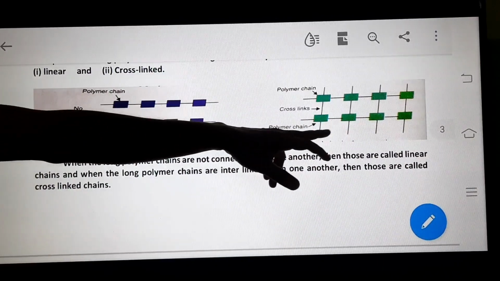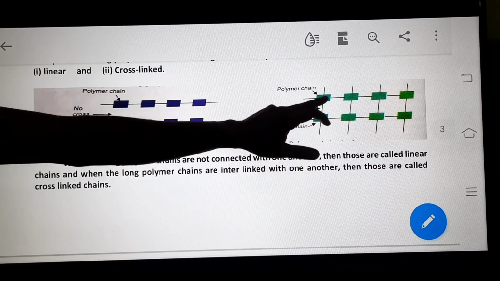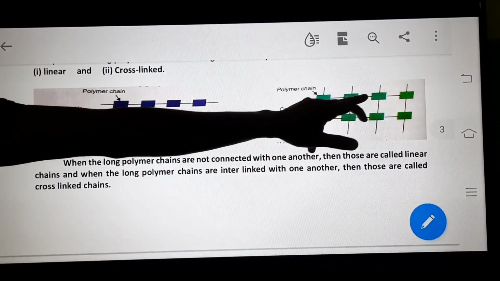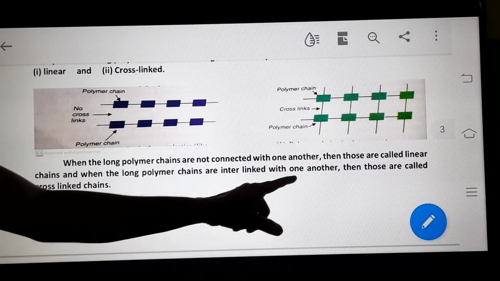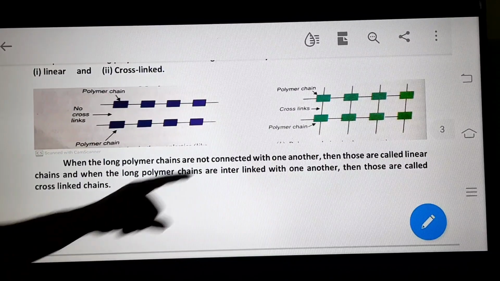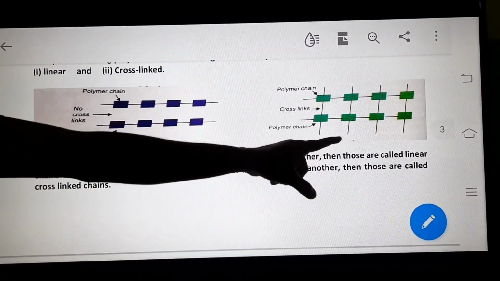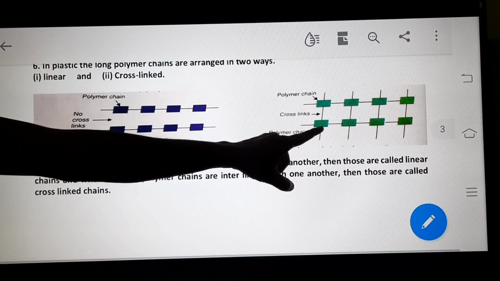Whereas this arrangement is called cross-linked. This is a polymer chain and this is a polymer chain, but both the polymer chains are interlinked with each other. So when the long polymer chains are interlinked with one another, then those are called cross-linked chains. And such type of molecular arrangement is usually found in thermosetting plastics.